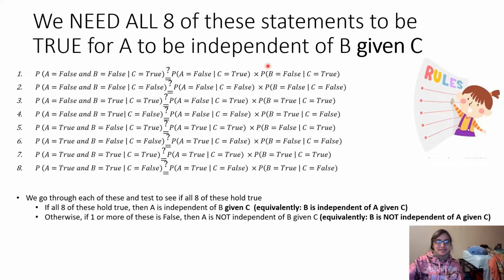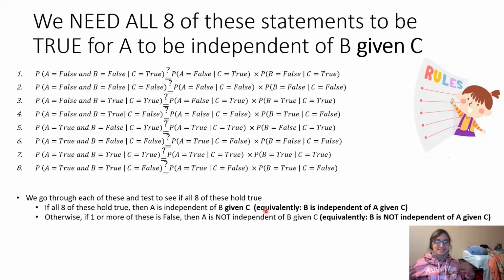So these are the 8 same statements, and because we are not sure yet, I'm going to put a question mark over the equal sign because we're not sure. But we need to test that all 8 of these hold true. And if all 8 of them hold true, then A is independent of B given C.